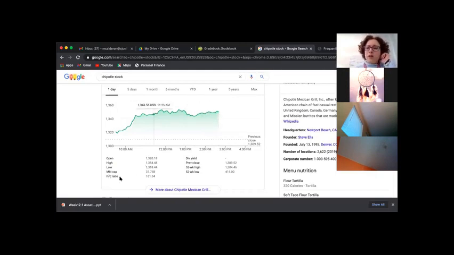The price earnings ratio is the price of each share over the earnings per share. So what are the earnings? It's the price of the stock over the earnings per share, okay?